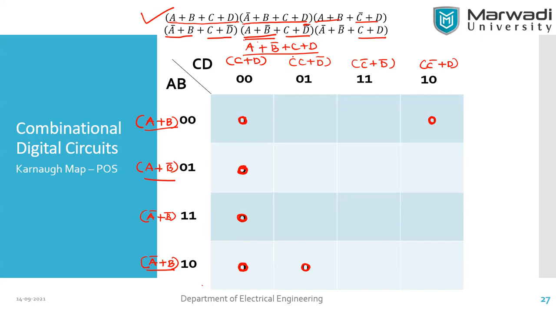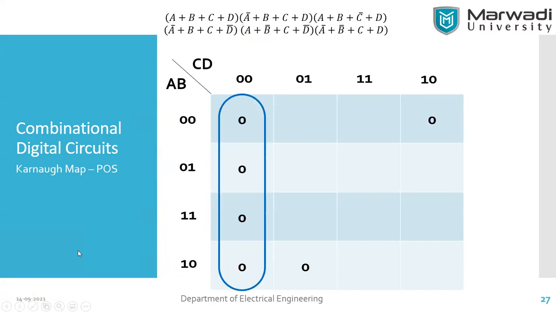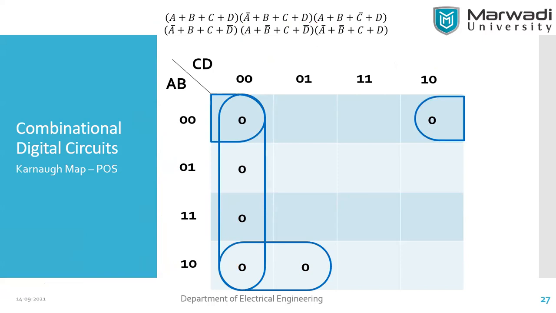Okay. So now everything is put into place. Fine. We have 0, 0, 0, 0, 0 and 0 here. Now we make a group of 4, another group of 2, and of course we have a wraparound adjacency there. So this way we make 3 groups.